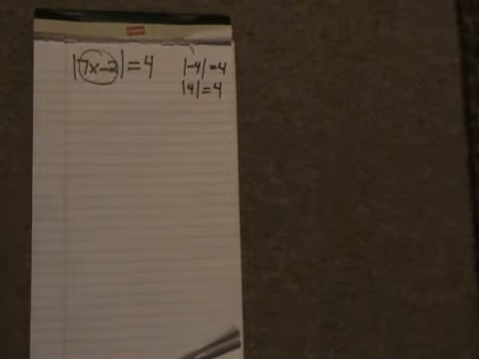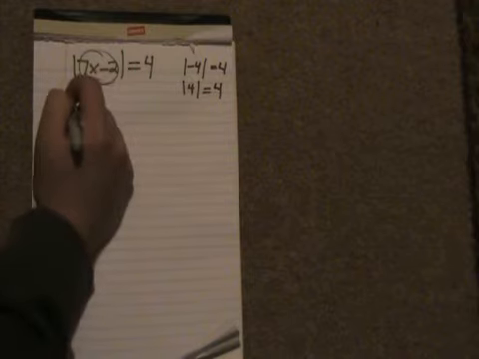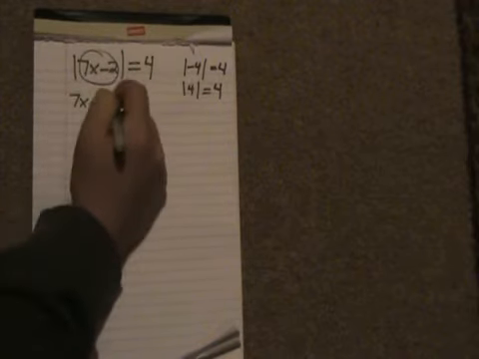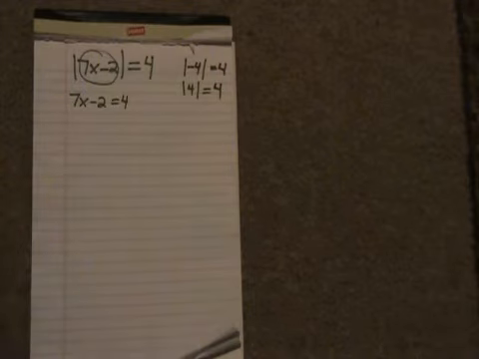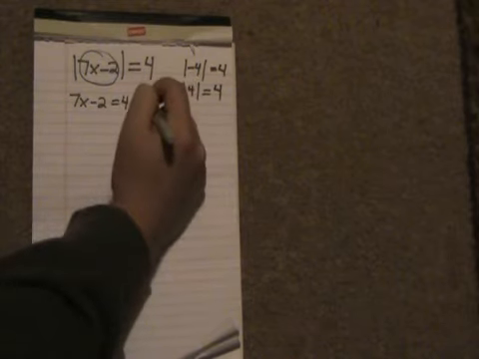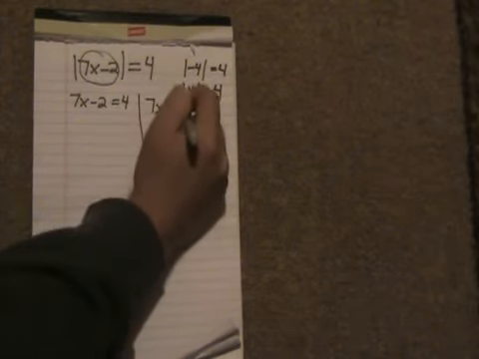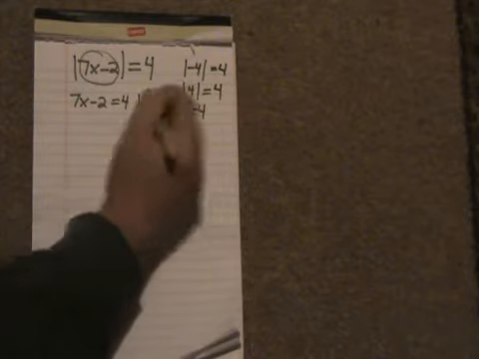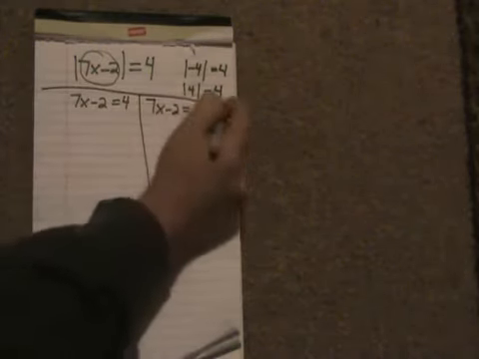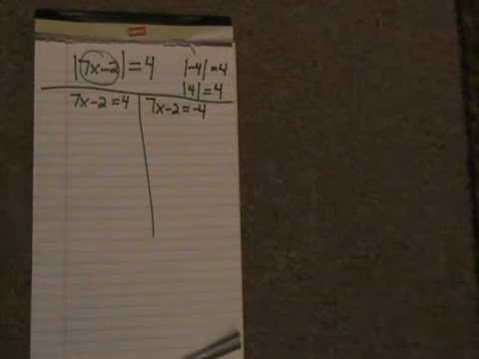So basically, this stuff on the inside, 7x minus 2, we want to figure out what would make that 4, or what would make that negative 4, so that when the absolute value symbol is applied, you'd have 4 in the end. So 2 solutions there, and we're going to determine those by saying either 7x minus 2, the stuff inside, equals 4, or case 2, 7x minus 2 equals negative 4. Okay, so those are the 2 cases to look at.